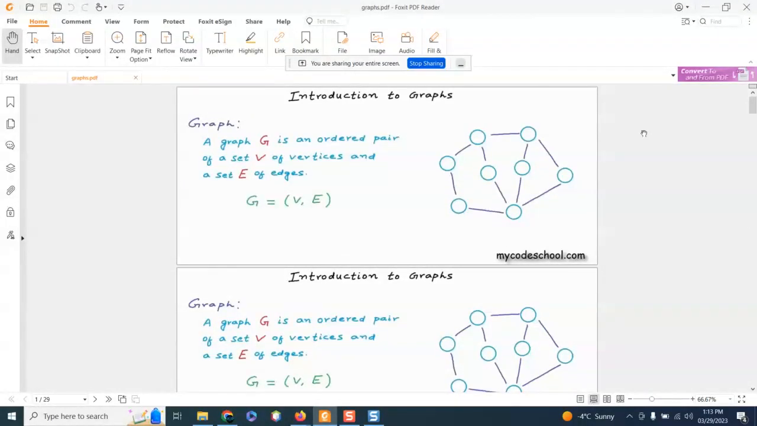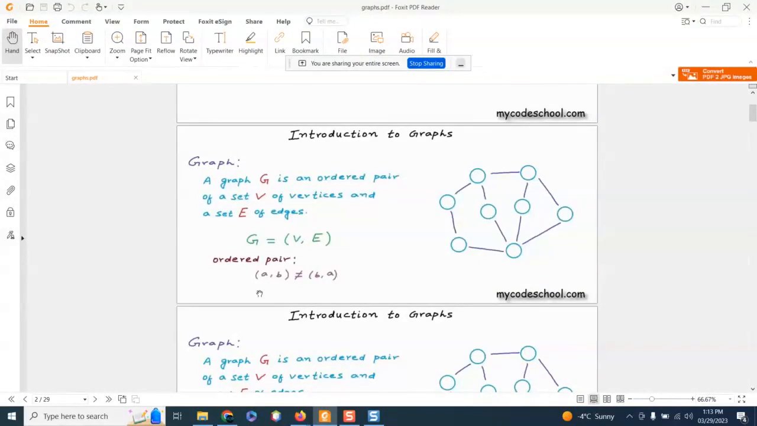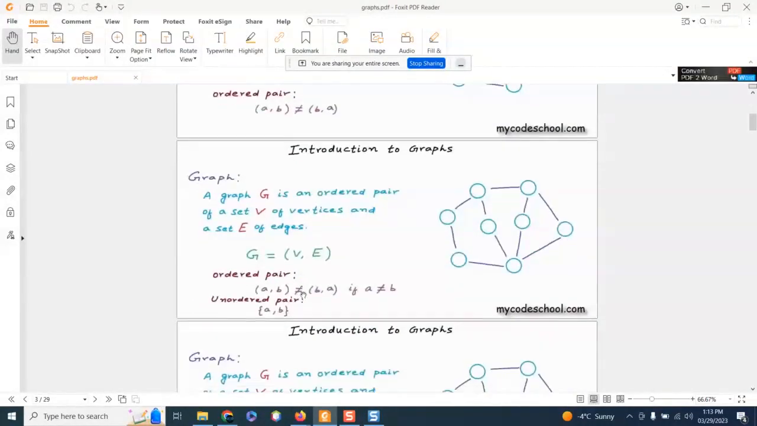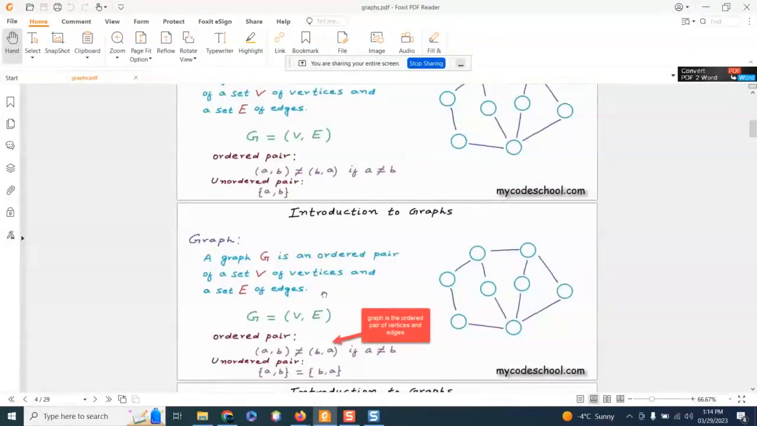What are graphs? A graph is an ordered pair of a set V of vertices and a set of edges E. What does that mean? Ordered pair means AB is not equal to BA. An unordered pair is A, B, all in one set. So let's look at that.